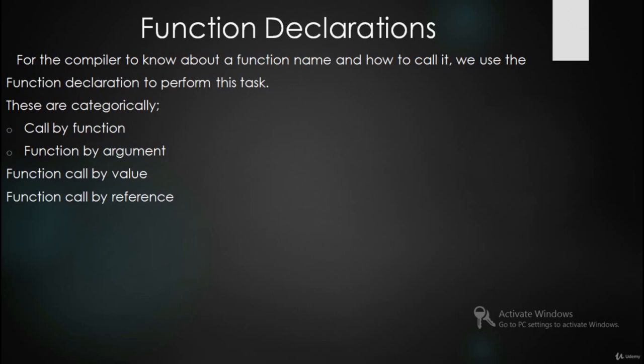So now let's learn something about function declaration. For the compiler to know about the function name and how to call it, we use the function declaration to perform this task. So in performing this task, categorically we have the call by function and then function by argument. So let's learn about call by function.